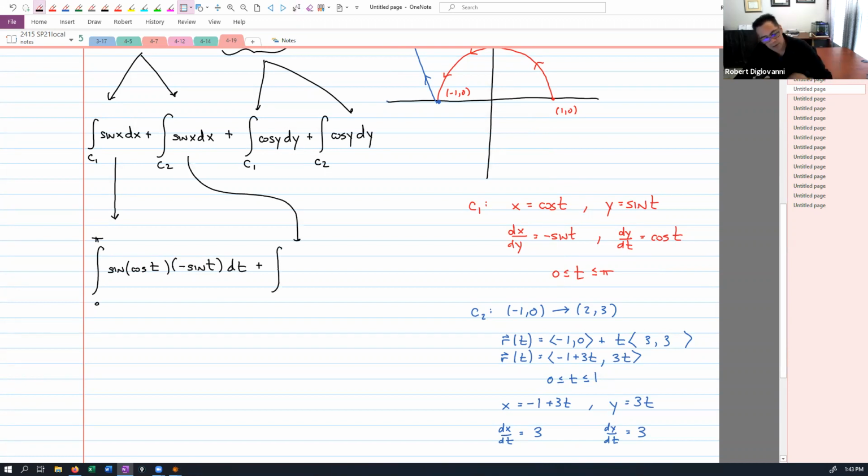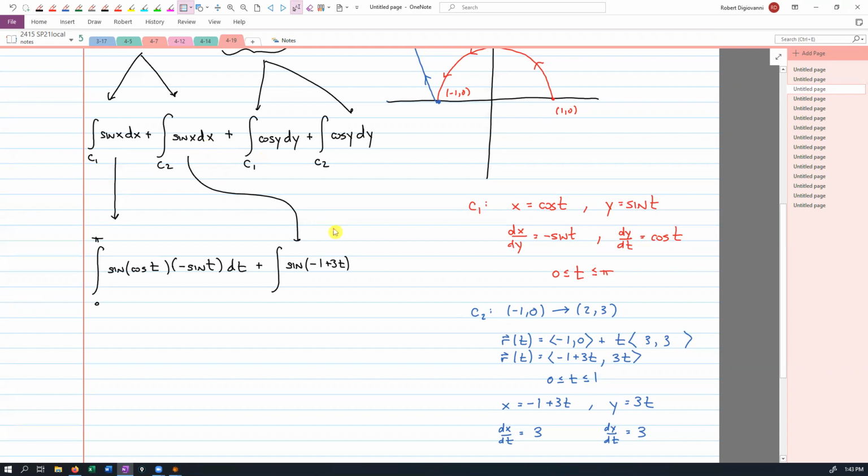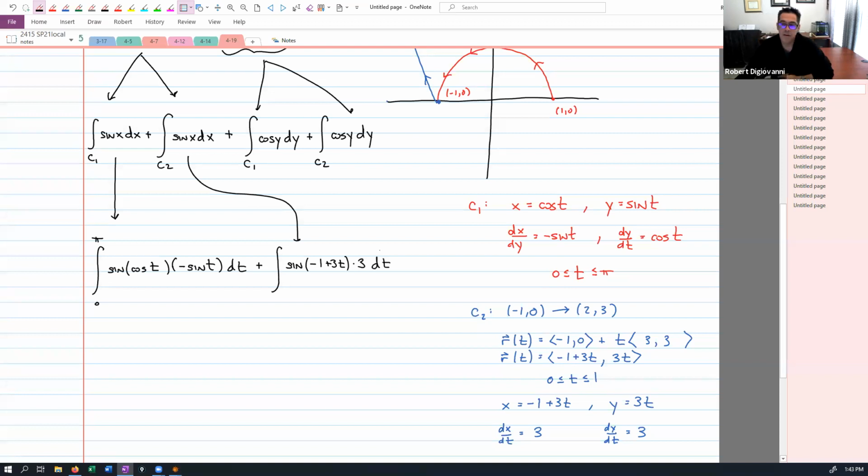Now we're still doing the same integrand, right? It's with respect to x, we're going along C2 now, here's C2 right here. So I'm going to go sine of x, but this time x is -1 plus 3t. And then what is my dx replaced with? It's 3, just this 3 right here, and then dt. Okay, 2 down, 2 to go. I'm going to run out of room, so I'm going to say plus, and now the next one I'm going to put right here.